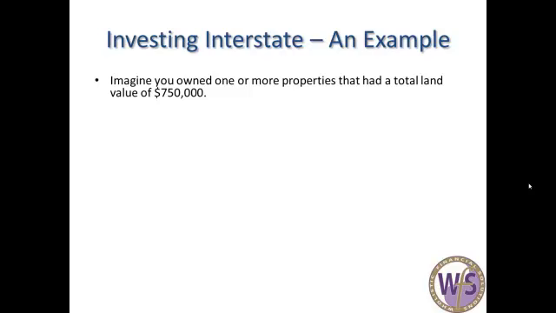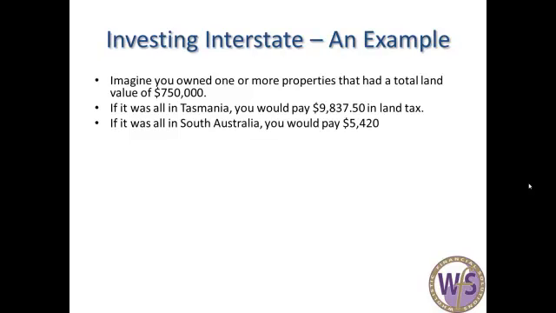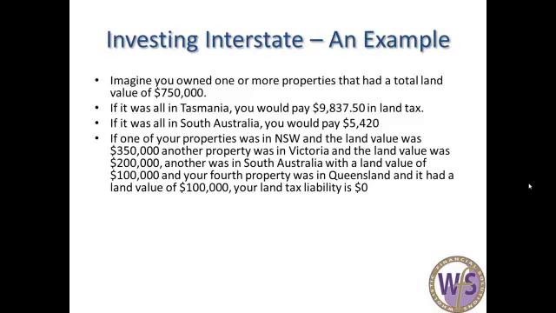To give you an example, imagine you owned one or more properties that had a total land value of $750,000. If it was all in Tasmania, you would pay $9,837 in tax. If it was all in South Australia, you'd pay $5,420.